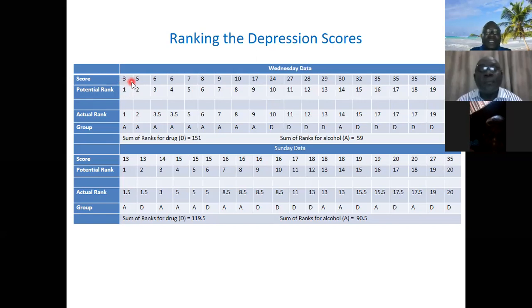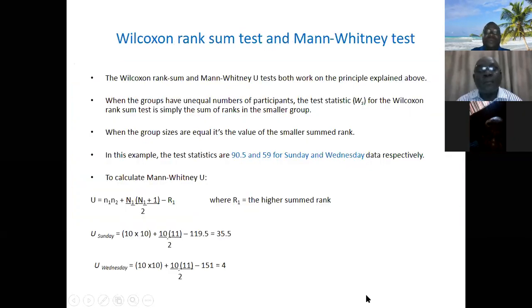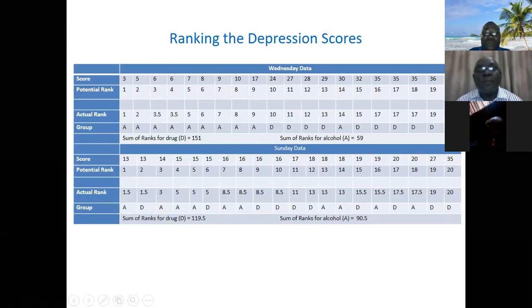order. Look at it: 3, 5, 6, 6, 7, 8, 9, 10, 17, 24, 27, 28, 29, 30, 32, 35, 35, 36, 39. And there are 20 which are arranged in ascending order. The same thing with this one also. We started with 13, 14, so we arrange it accordingly.